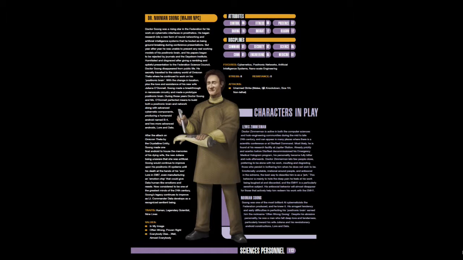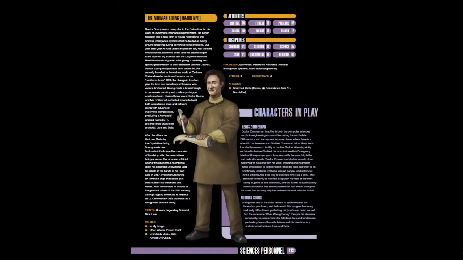And obviously Noonien Soong created Data and Lore, and is like the creator of the Soong type androids, because they're an artificial life form that has been recognized as sentient, so they now have the same life privileges that any sentient life within the Federation has.